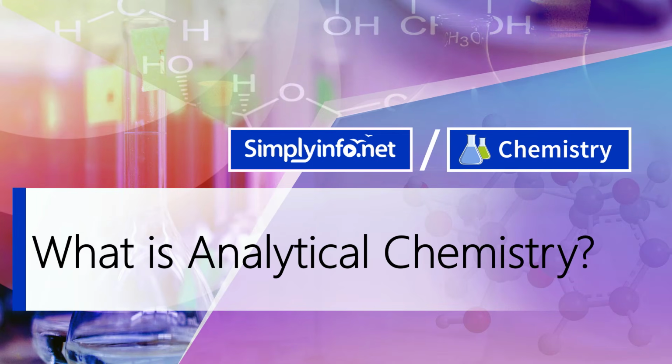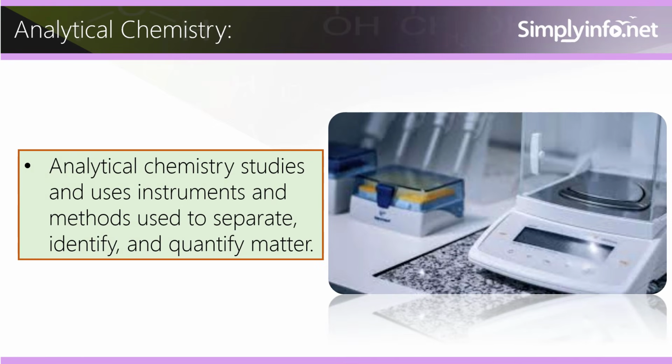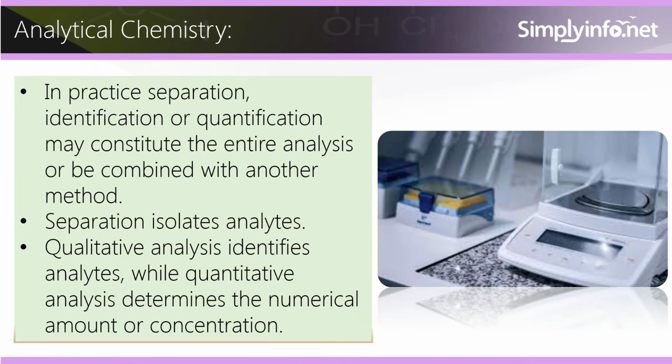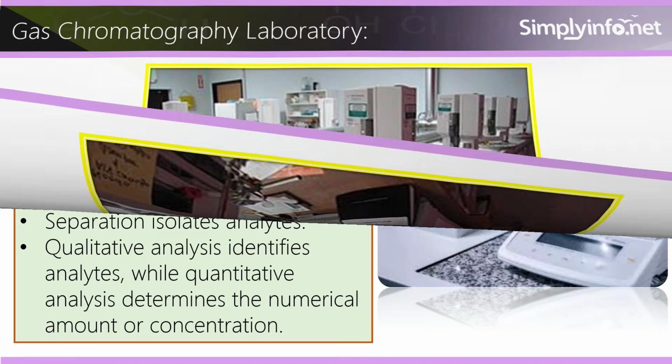What is analytical chemistry? Analytical chemistry studies and uses instruments and methods used to separate, identify, and quantify matter. In practice, separation, identification, or quantification may constitute the entire analysis or be combined with another method. Separation isolates analytes. Qualitative analysis identifies analytes, while quantitative analysis determines the numerical amount or concentration.